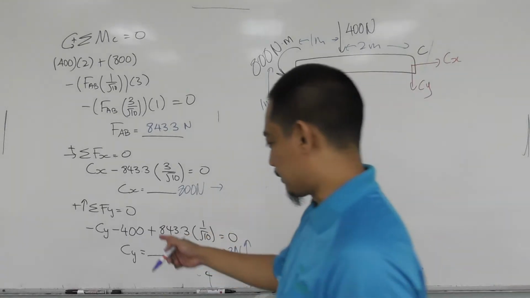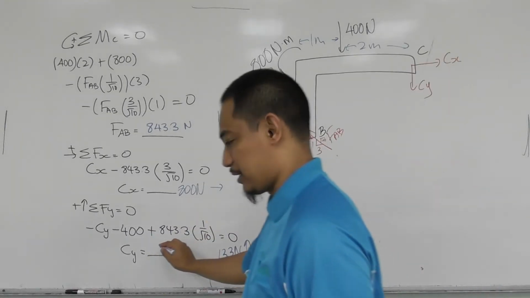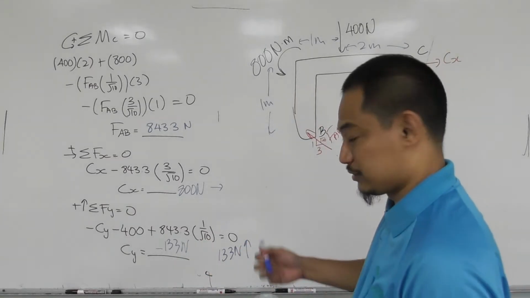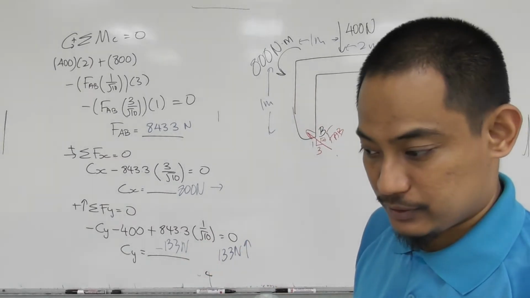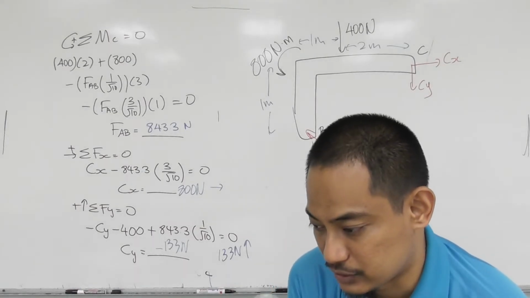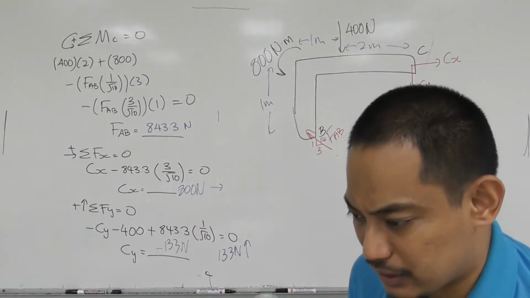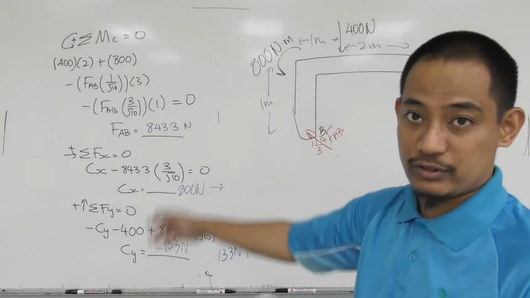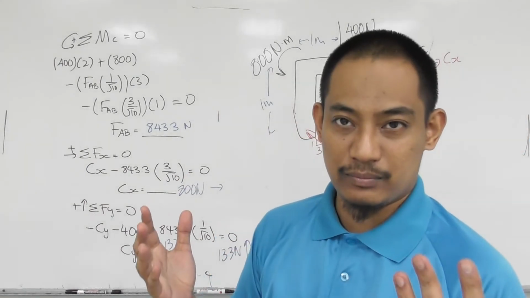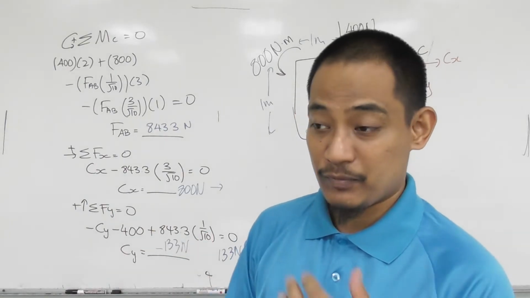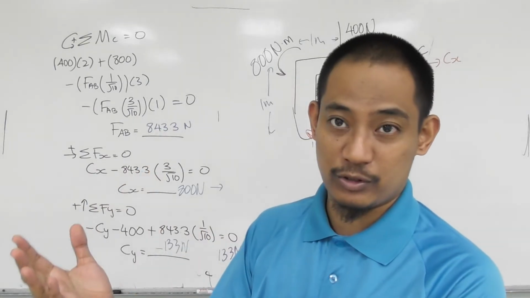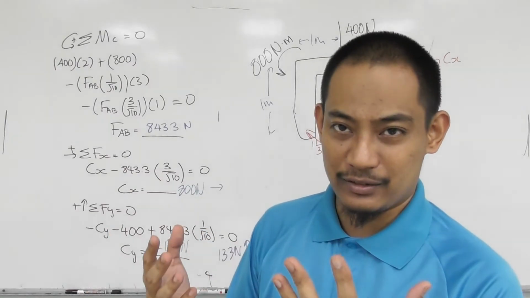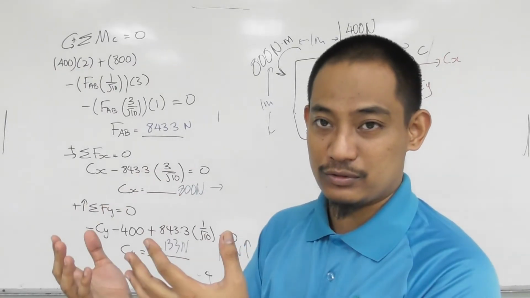So in our case, if you calculate, because I assume downwards, it will be minus 133 Newton, meaning that it's 133 Newton upwards. So that's how it is solved, right? After you have established the free body diagram, it's just the equation of equilibrium. That's the common theme throughout statics: free body diagram, equation of equilibrium. So it shouldn't be that hard, right?